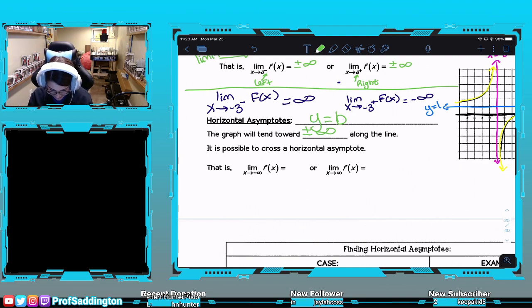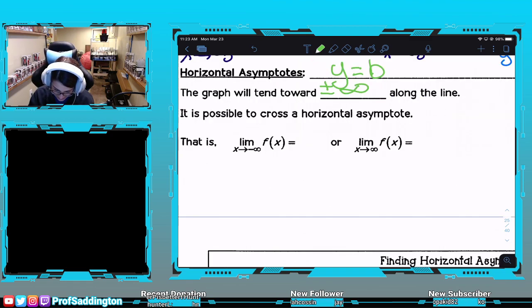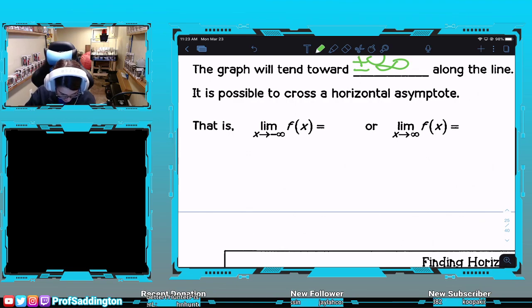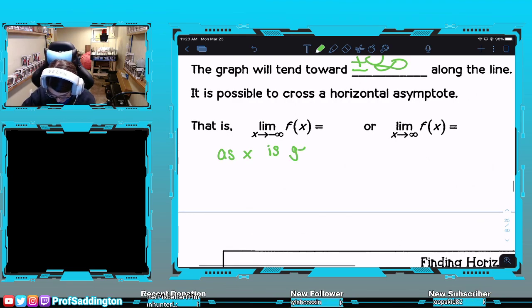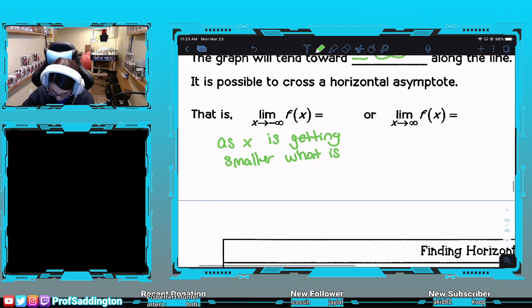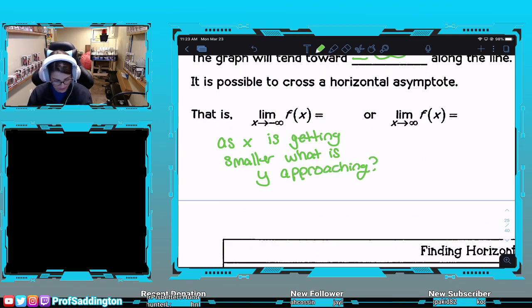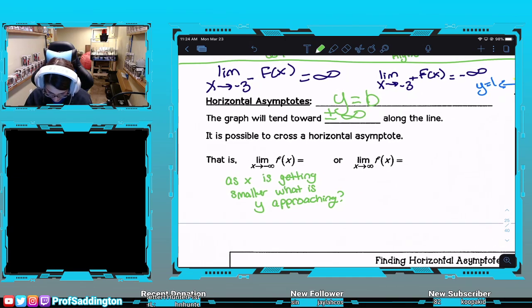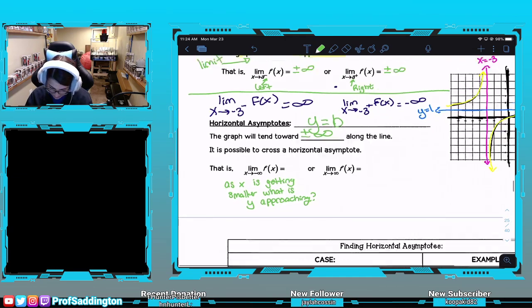So it says that is the limit as x approaches negative infinity. If we want to write ourselves a little note here, this is: as x is getting smaller, what is y approaching? That's what this question means. So as x is getting smaller, what is y approaching?